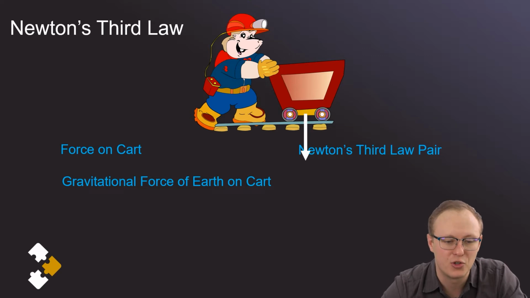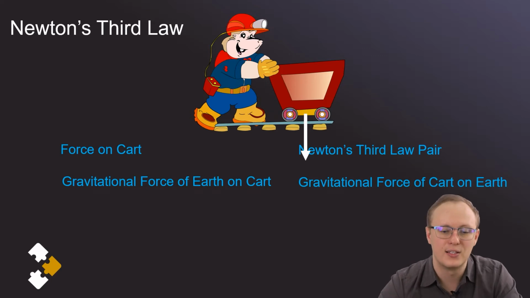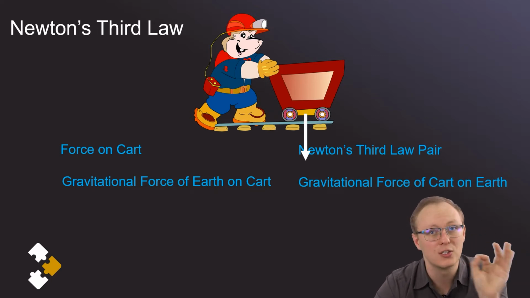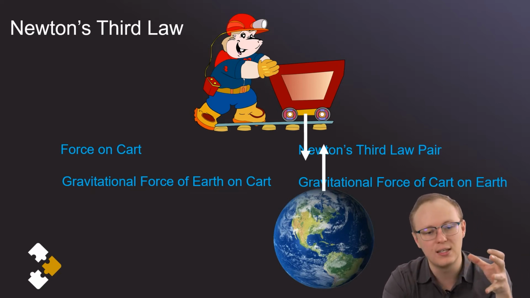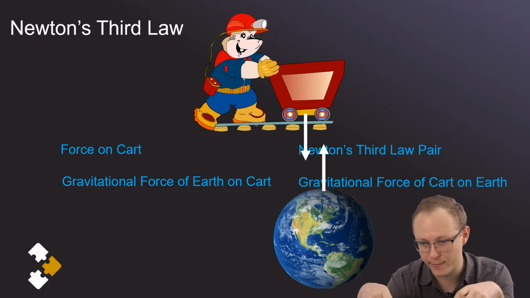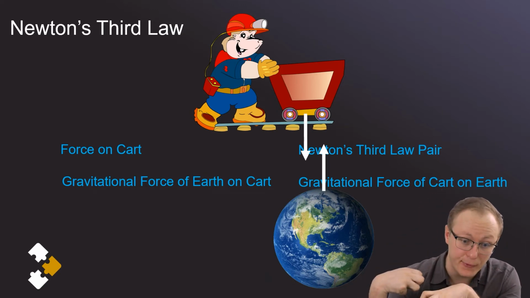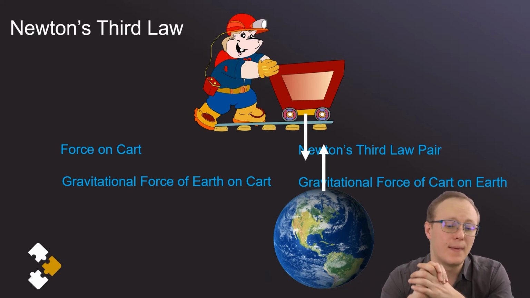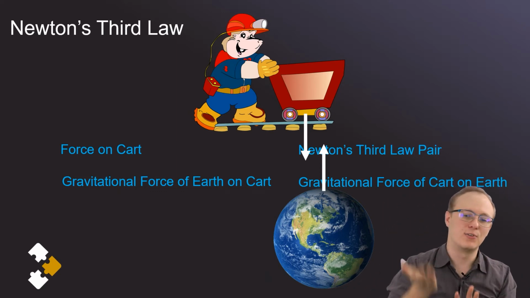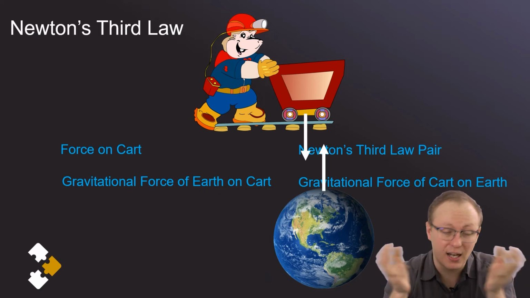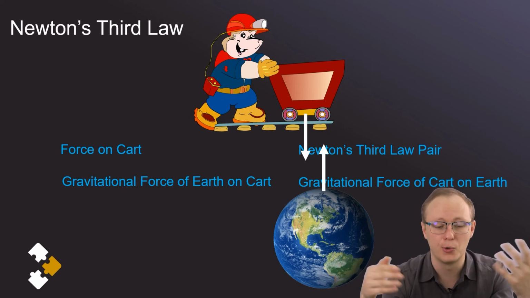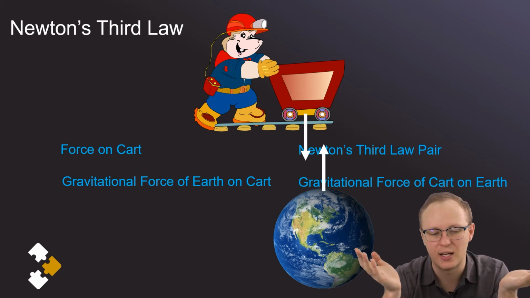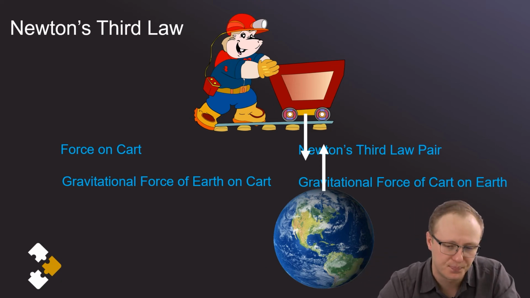So we know there's a gravitational force of Earth on cart. The third law pair is the gravitational force of cart on Earth. As silly as it sounds, whatever gravity is being exerted on the cart by the Earth, the cart exerts that same force of gravity on the Earth. And the reason the cart falls down and the Earth doesn't fall up is because the cart has a tiny mass compared to the Earth. Since F net equals ma, the smaller the mass for the same force, you'll get more acceleration. So basically that tiny force isn't enough to accelerate the Earth.